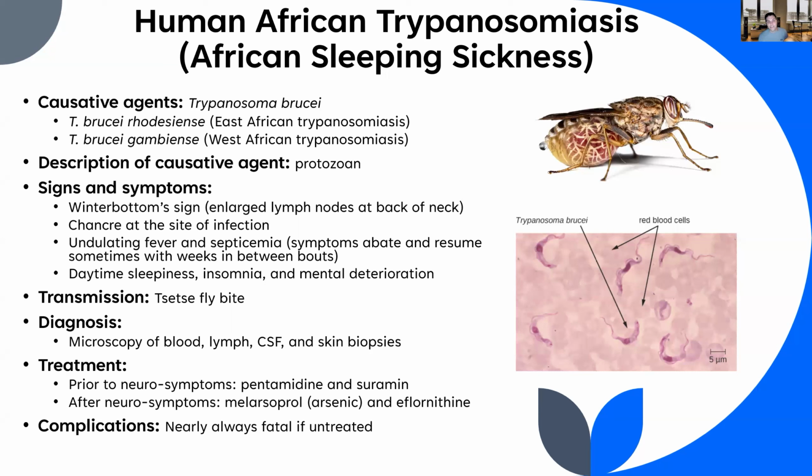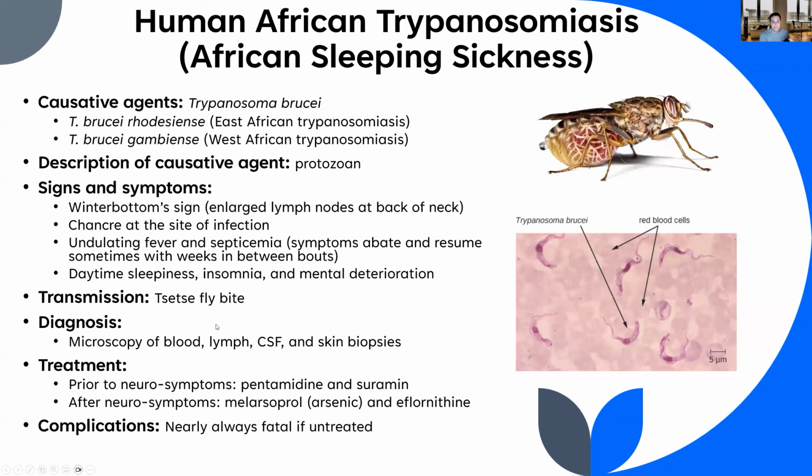Then later on, daytime sleepiness, insomnia, and mental deterioration. So that's where the sleeping sickness part comes in. They tend to reverse cycle, which means they'll want to sleep during the day, be awake at night, and then they're going to gradually start to exhibit things like brain fog and other things. To diagnose this, basically, you're going to get a sample of either the blood, the lymph, or the CSF, and then look for these guys in there.